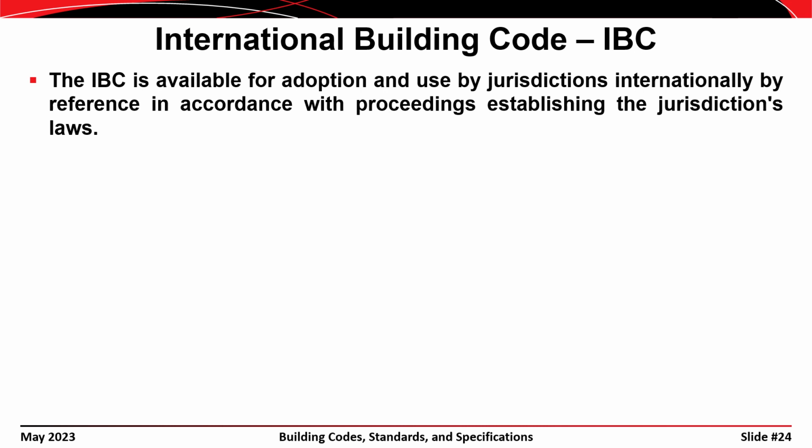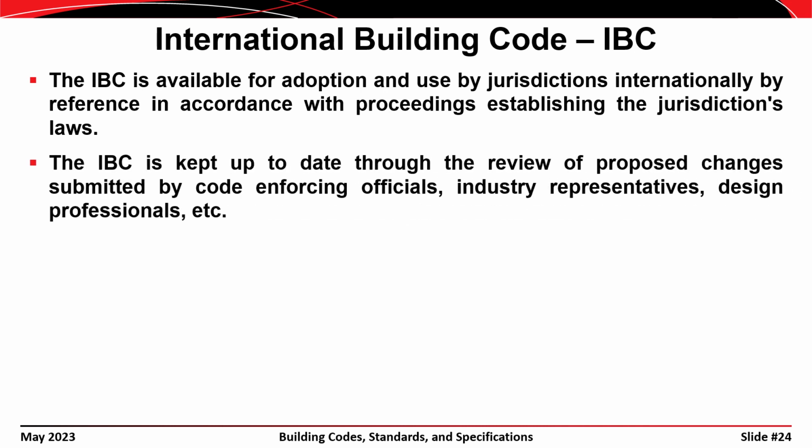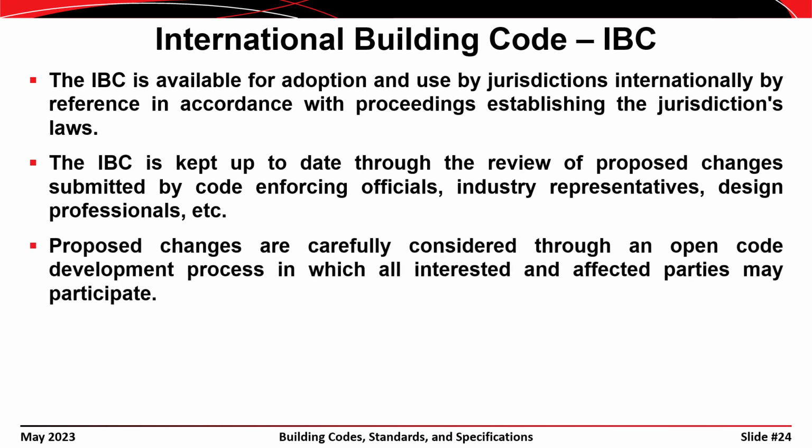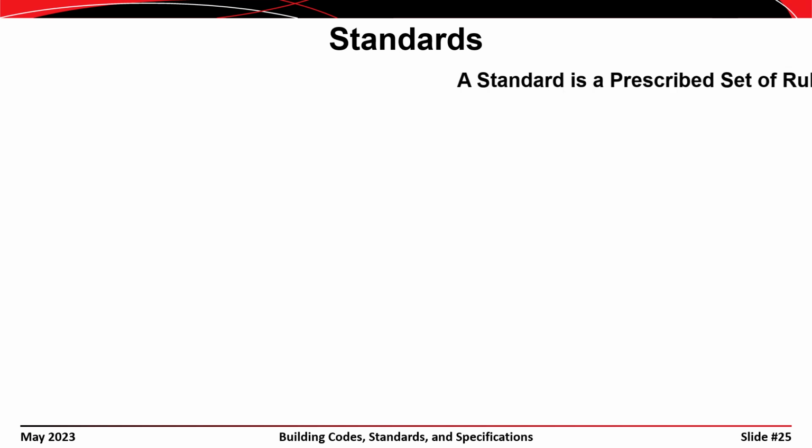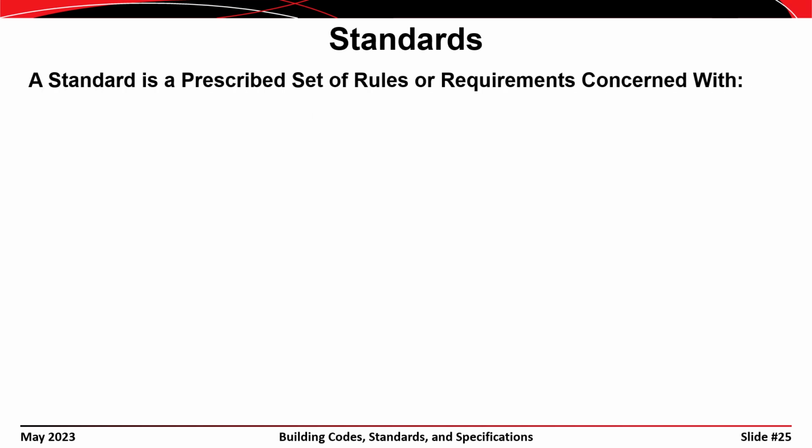The International Building Code is available for adoption by jurisdictions nationally and internationally. It is kept up to date through review of proposed changes that are submitted by code enforcing officials, industry representatives, and design professionals. Proposed changes are carefully evaluated through an open code development process in which all interested and affected parties may participate. Now we'll shift gears a bit and turn our attention to standards.